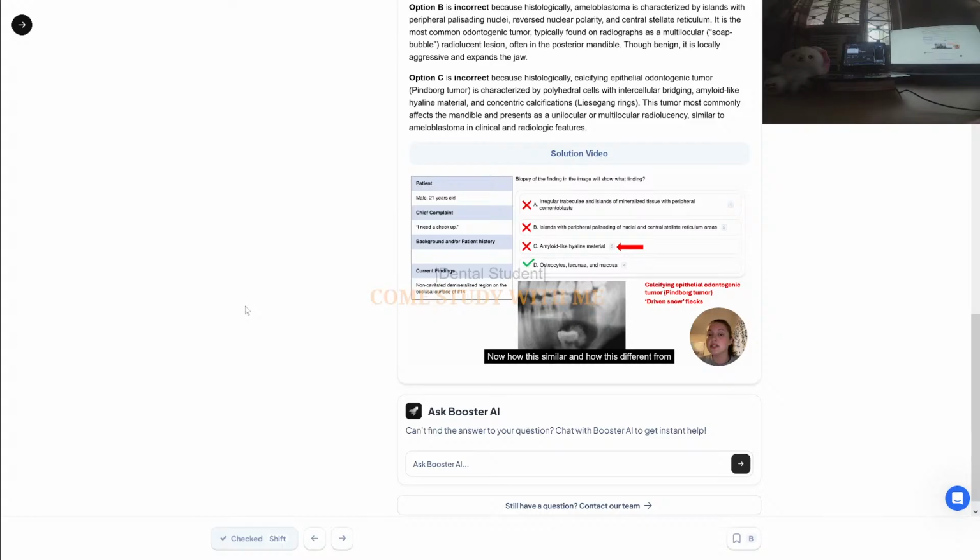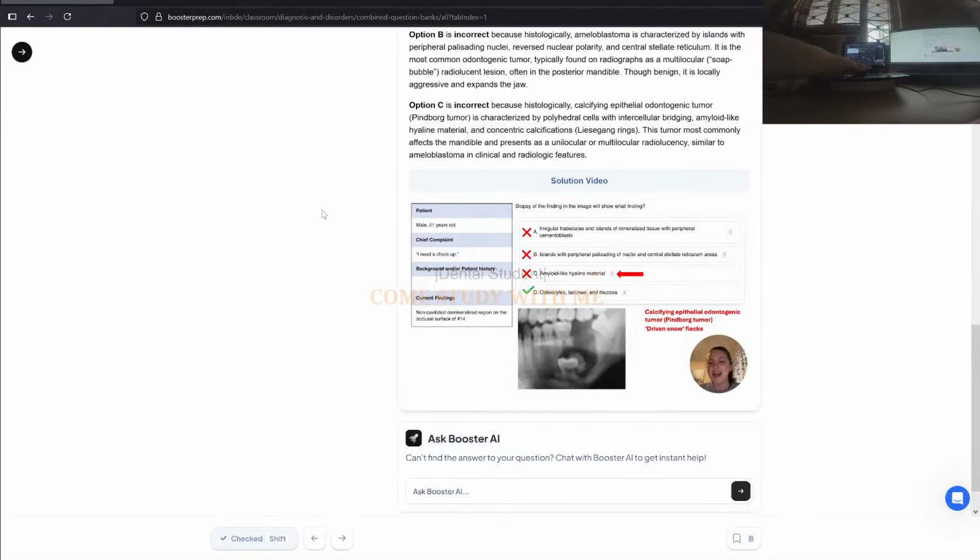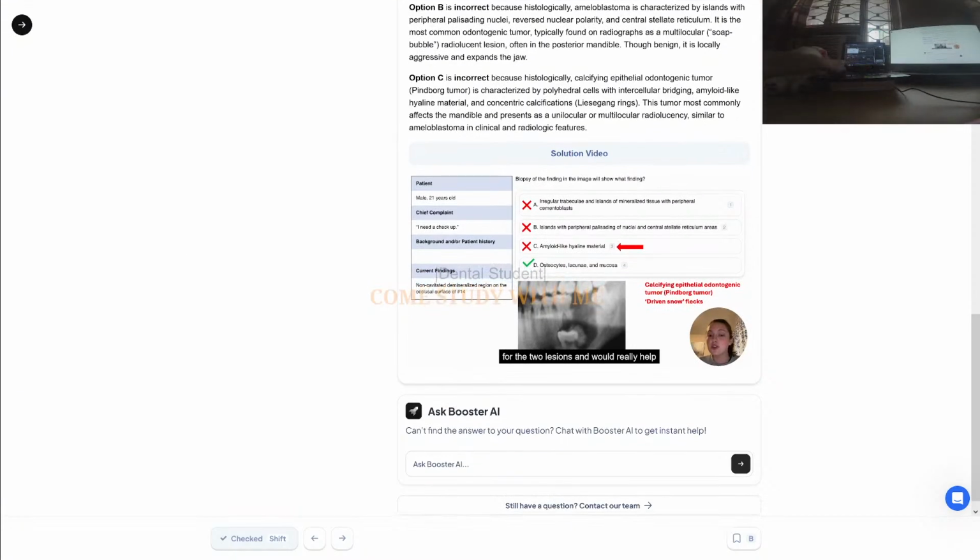Now, how is this similar and how is this different from our mandibular tori? Both lesions are seen in the mandible and are asymptomatic, but that's about it. This lesion can be expansive and is often associated with an impacted tooth, while mandibular tori are just bony protuberances with no tooth association. These tumors are treated via excision, while mandibular tori are not treated. And once again, most important for this question, the histopathological findings are very different for the two lesions and would really help narrow down a diagnosis.